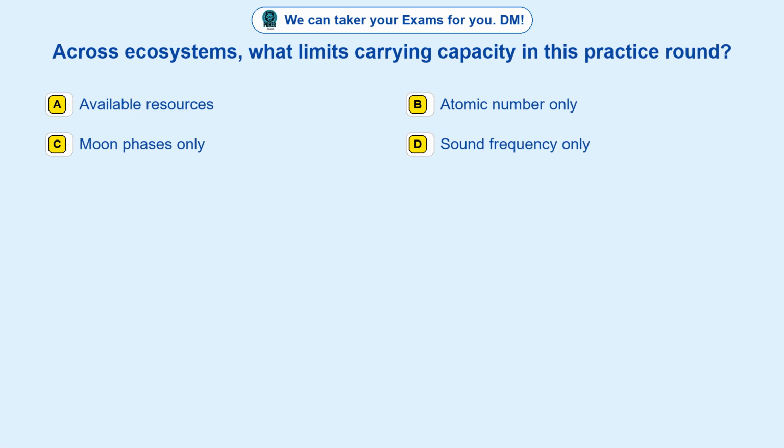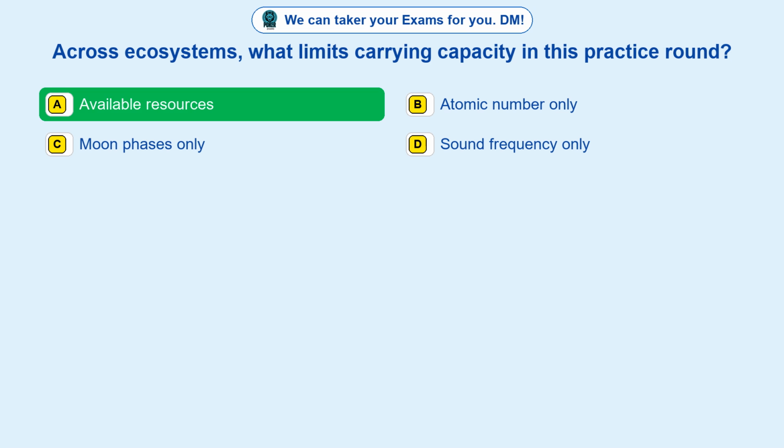Question 29. Across ecosystems, what limits carrying capacity in this practice round? Option A, available resources. Option B, atomic number only. Option C, moon phases only. Option D, sound frequency only. The correct answer is option A.